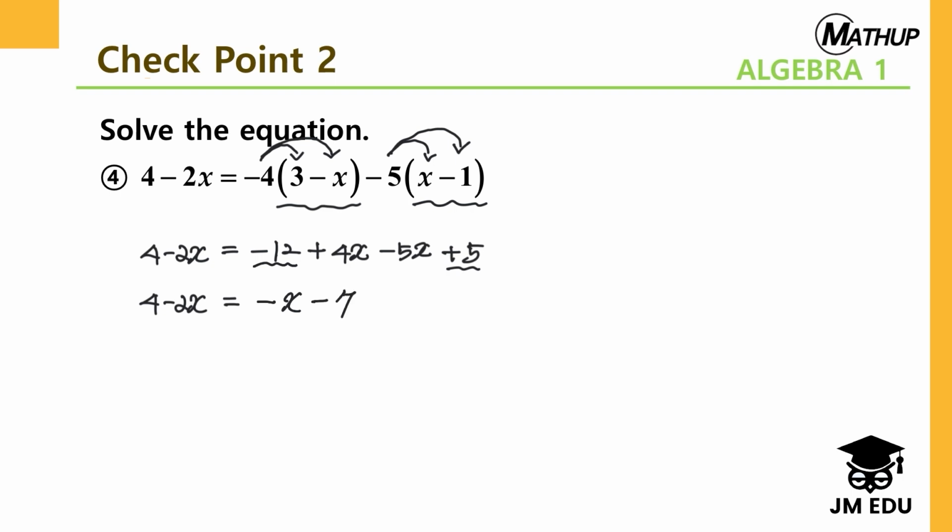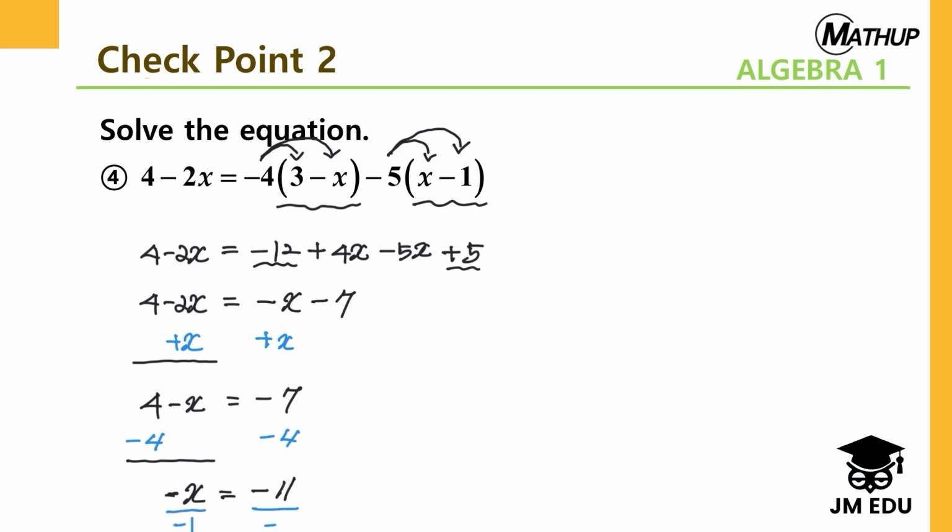Now what we're going to do is we're going to eliminate negative x on the right hand side by adding x each side. So 4 minus 2x plus x, that's going to be 4 minus x. Right hand side we have negative 7. And now we're going to eliminate this 4 by subtracting 4 each side. So, well, actually negative x is equal to negative 11. Now finally divide by negative 1, divided by negative 1 gives us x is equal to 11.